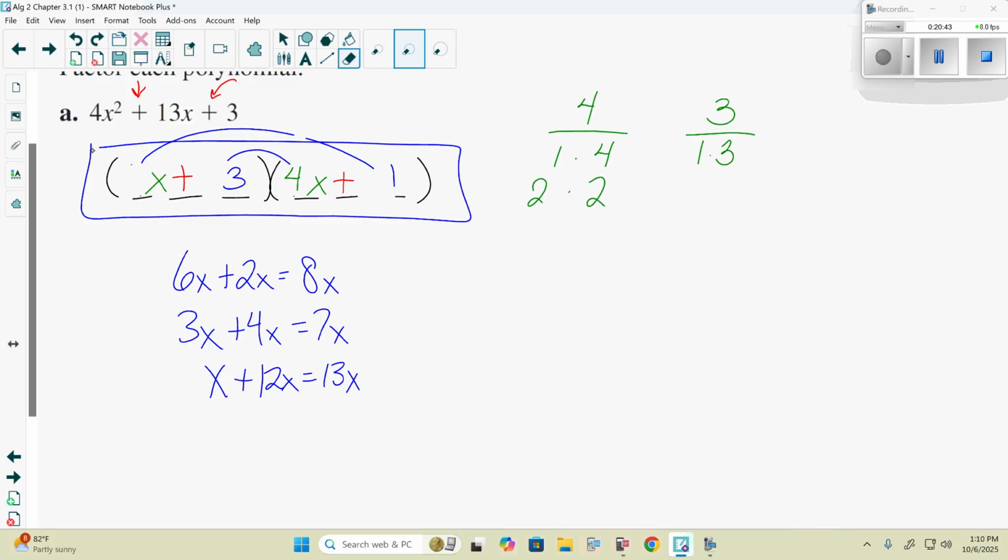Questions on this here? Now, if you're starting to notice, a lot of this is guess and check. We're plugging stuff in, checking to see if it was the correct middle term. If it is, awesome, we move on. If it's not, we switch it. Are you ready for the next one? Okay.